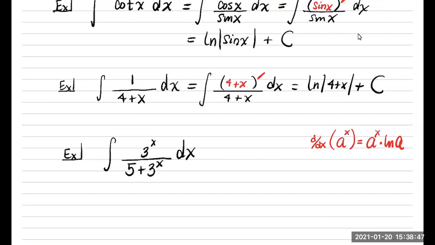Now, is our numerator exactly the derivative of the denominator? Because if it is, then we've got that logarithm thing. No, it's not exactly the same, is it? In fact, we're off by a little bit. We're off by a constant, and that constant is the logarithm of 3. I'm going to fix that.